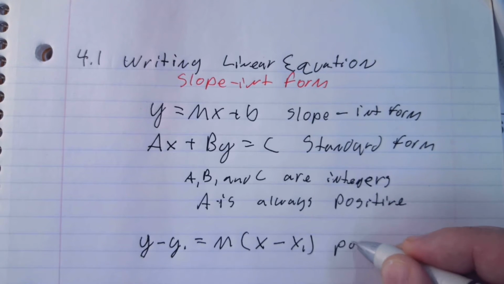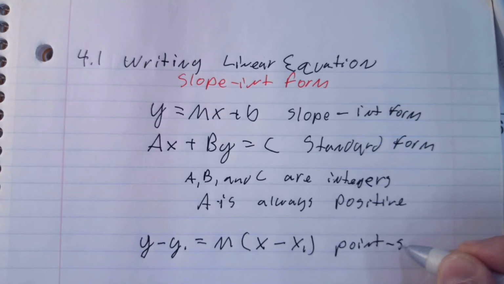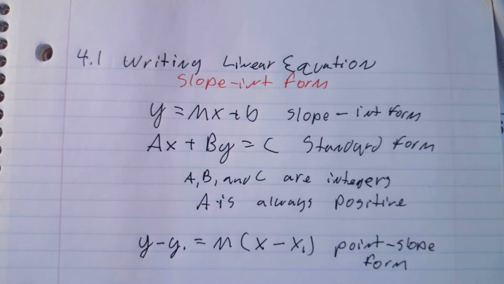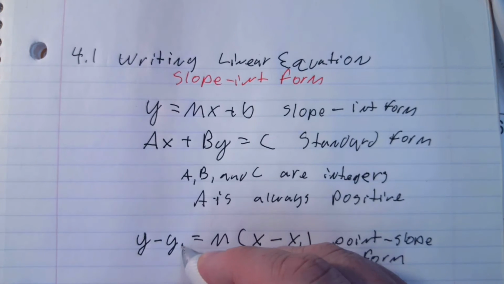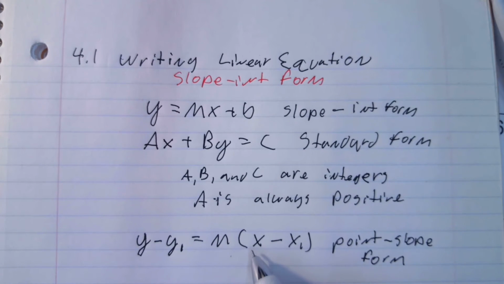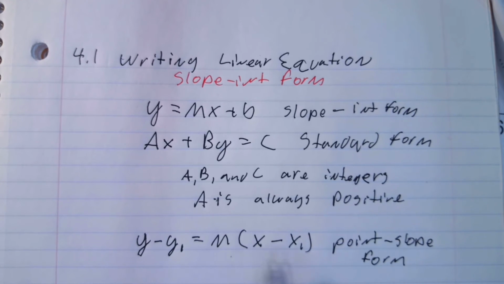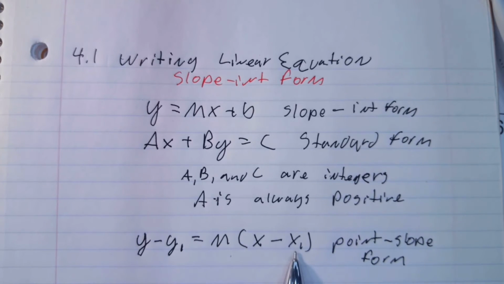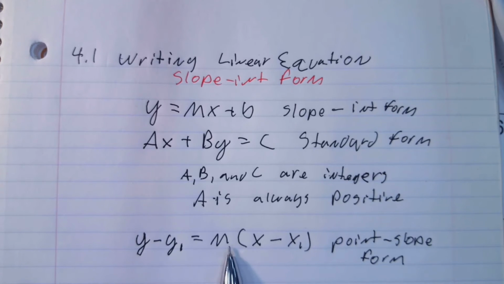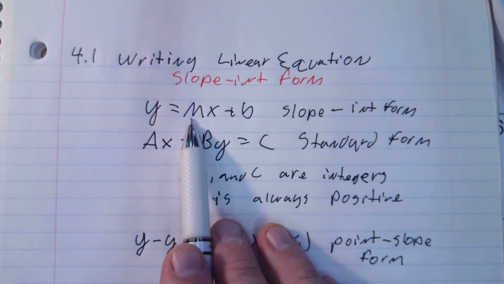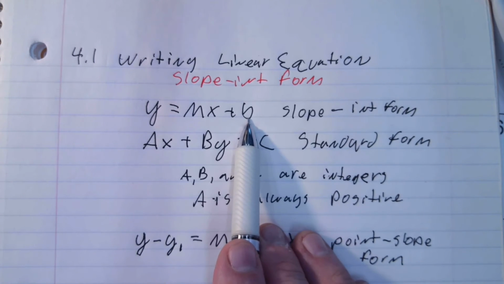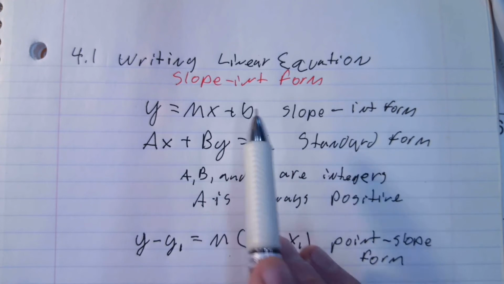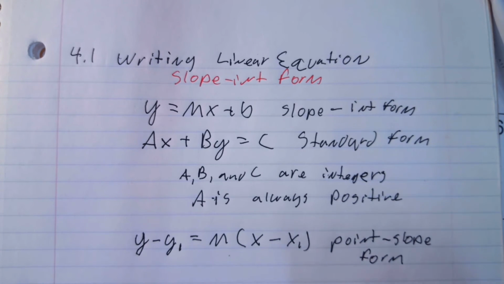The form that we are going to learn today is this form, and it is called point-slope form. It says y minus y sub 1 equals m parentheses x minus x sub 1. So basically, this is going to involve a point, that's what the sub 1 is, point 1, and a slope. Slope-intercept form involves the slope and the y-intercept.